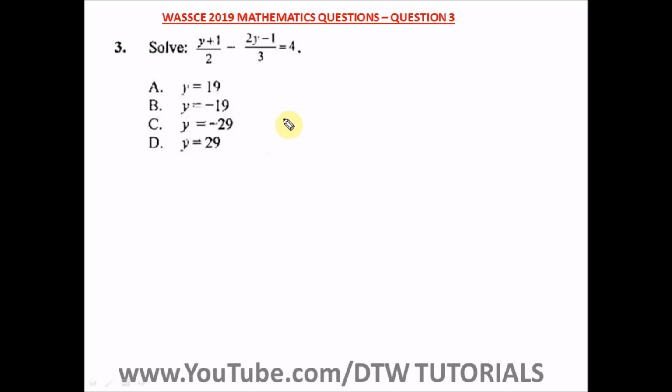Question 3 of the WASSCE 2019 Mathematics Past Question. It says solve this. So we have here (y + 1)/2 − (2y − 1)/3 = 4. So we have to solve this, okay? It's like algebraic fractions. I hope you remember this in your maths.